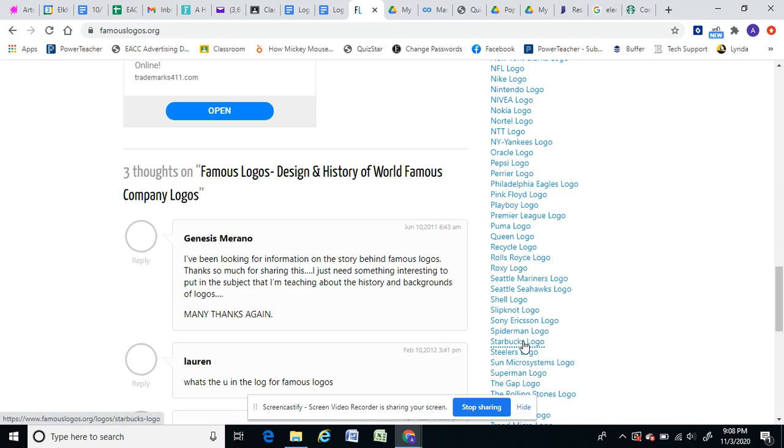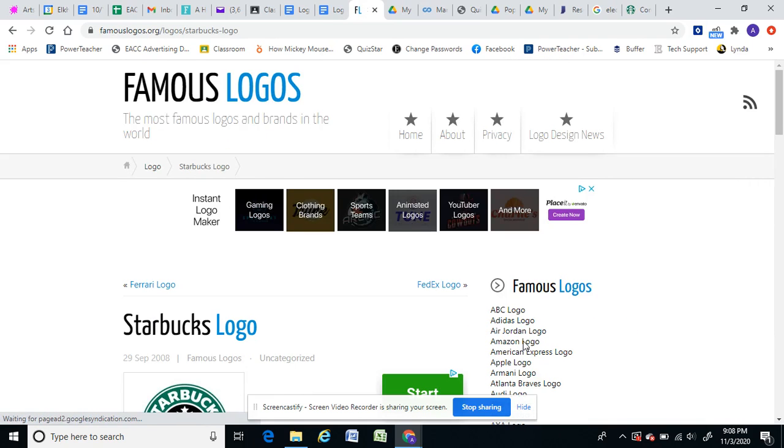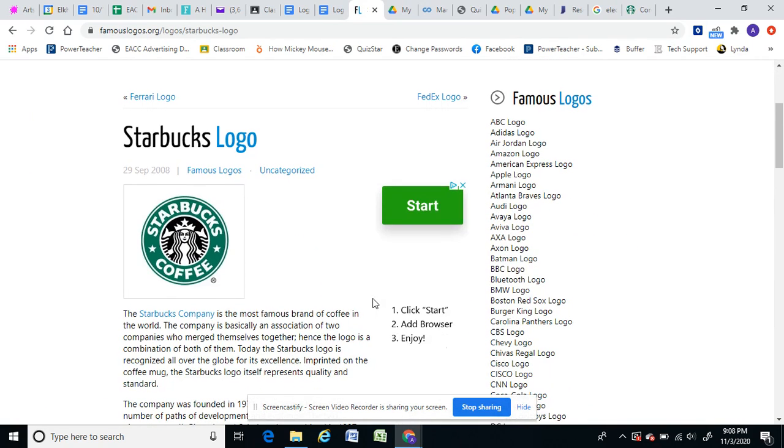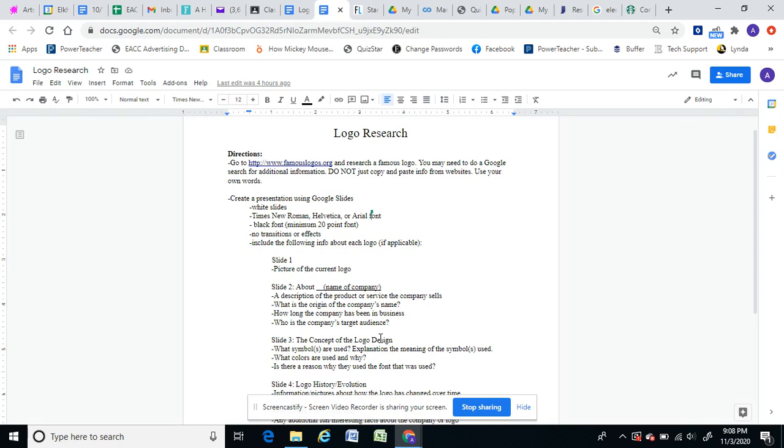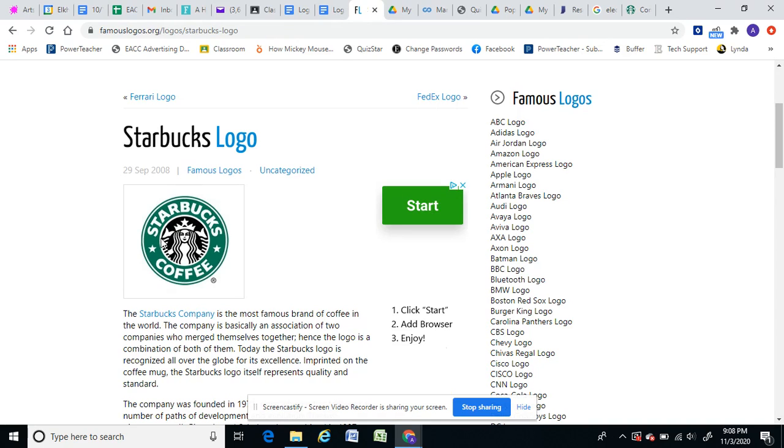So I'm going to go to the Starbucks logo, and it's going to give me some information, because some of the information that I'm looking for is what symbol is used. So for example, with the Starbucks logo, we're looking at the little mermaid or the siren. So why did Starbucks use that image? Some of your logos might not have a symbol or an image to it.